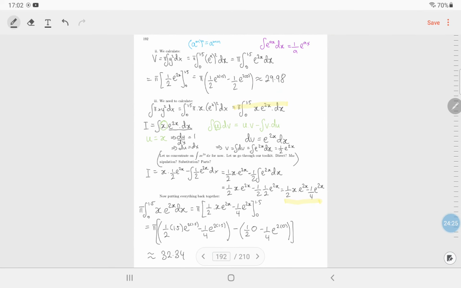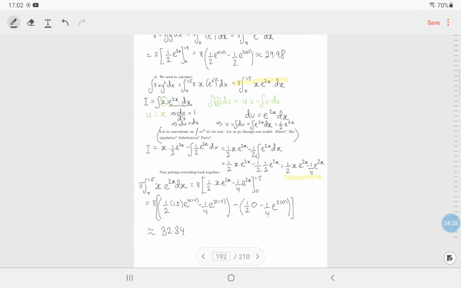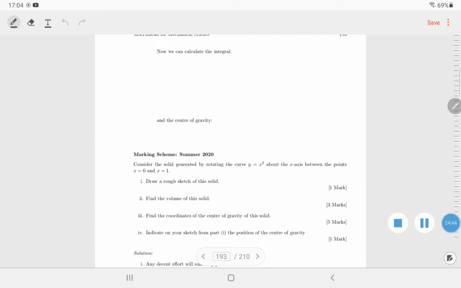Now where am I? So I'm trying to use a formula which I'll write on the next page. So I've got two numbers there, which I'm just going to pause and record. So the two numbers that we're going to be using, this is the volume, and this is the integral of pi x y squared. So that says we calculate the integral, so we've already done it. So x bar is equal to integral pi x y squared dx over the volume. We just calculated that thing on top to be 32.34, and the volume we found was 29.98.